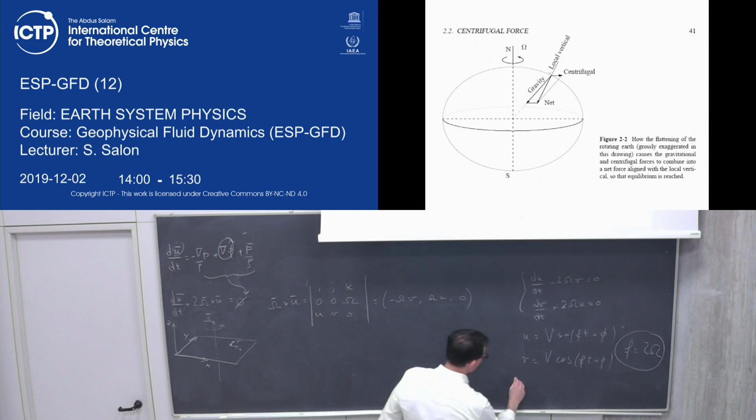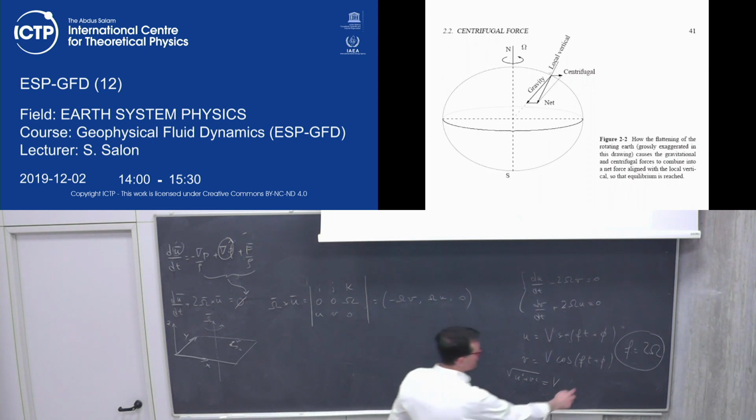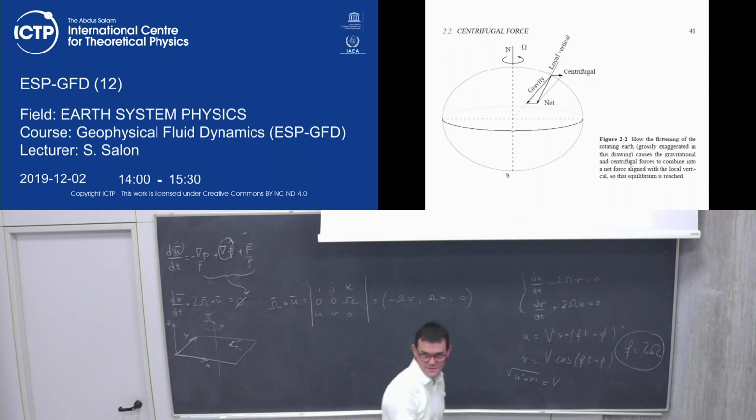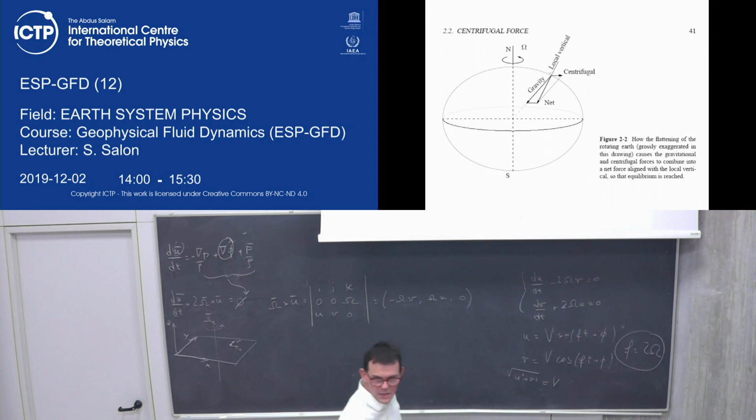So V is the initial velocity, because if I do the square root of u squared plus v squared, I will obtain capital V. Okay? And phi is nothing more than the phase. Okay? So these two are just constants. They depend only on how the system was initiated at the beginning.